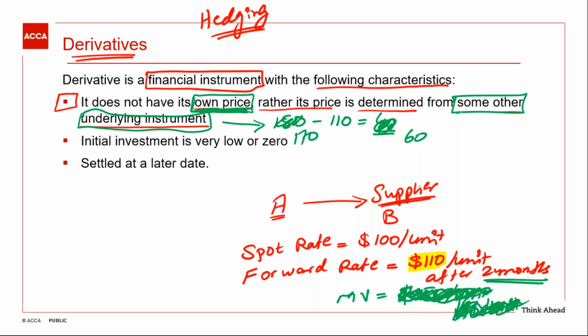We are going to use some other value, the 160, the 150, or the 170, to calculate the market value, because the derivative does not have its own value. Rather, we actually derive its value from some other instrument. Getting the point, everyone?